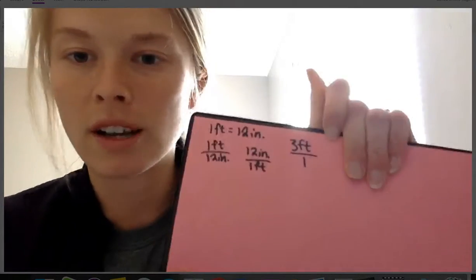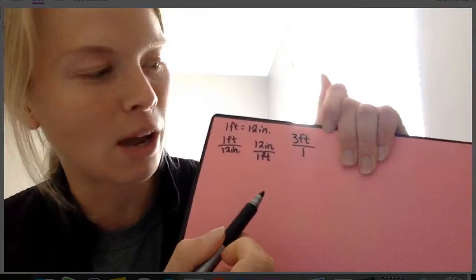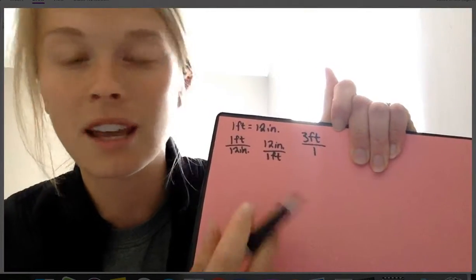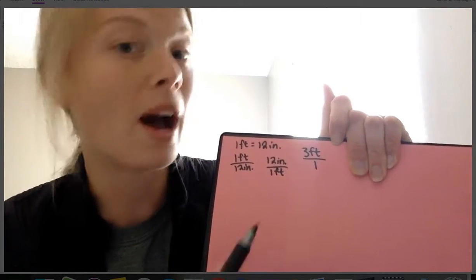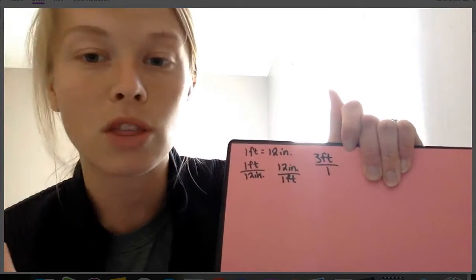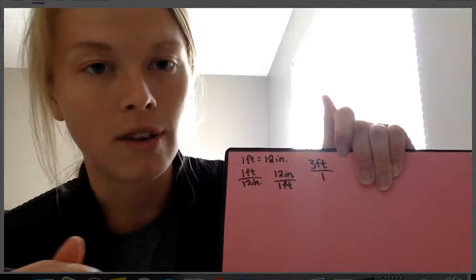If you don't like this 1, if it confuses you, if you look at that 1 and think that it needs to be labeled with something, that's okay. You don't have to write it. I like it, so I'm going to use it. But if you prefer to just write 3 feet and leave it, that is completely fine.